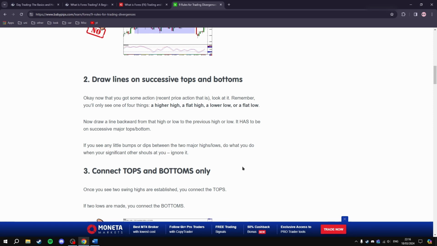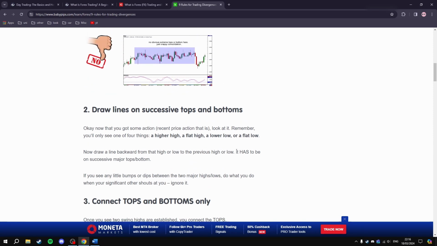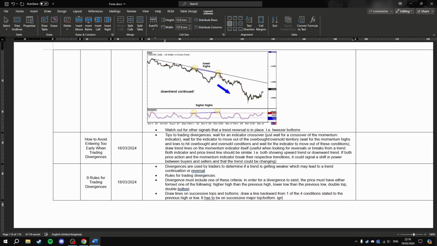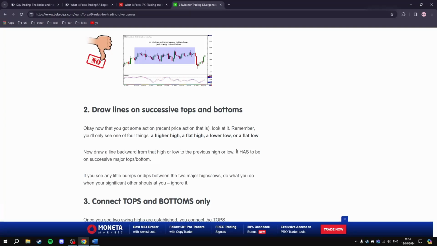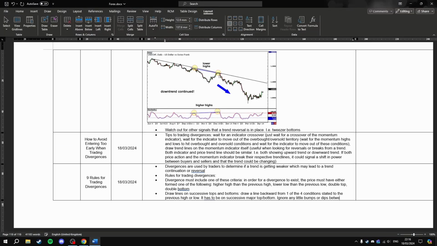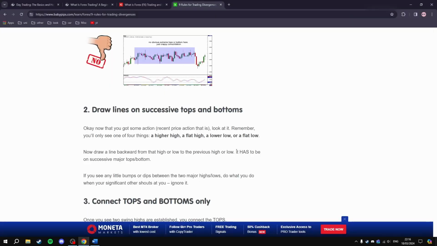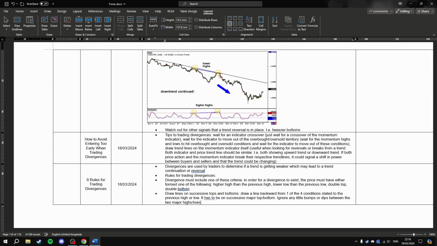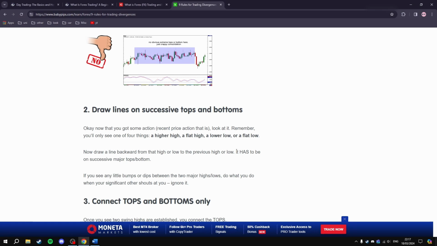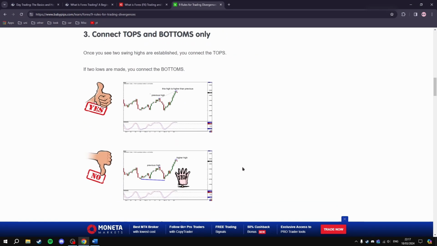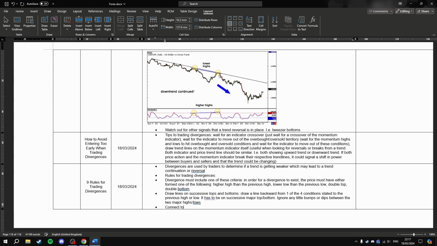So does that mean ignore the bumps or ignore the pattern altogether because it has little bumps in it? Oh no, ignore the bumps, I think. Ignore any little bumps or dips between the 2 major highs slash lows. Connect tops and bottoms only.